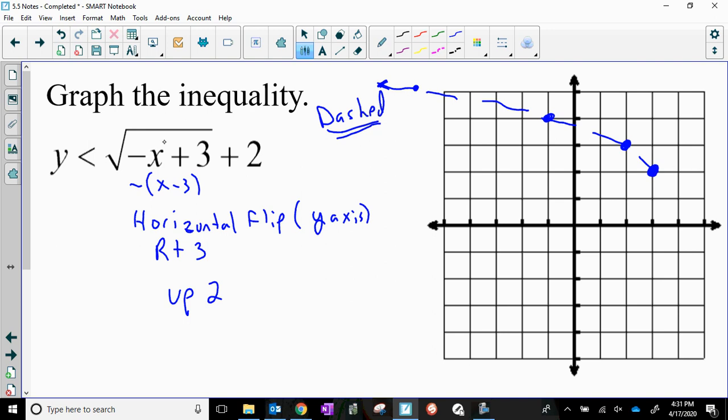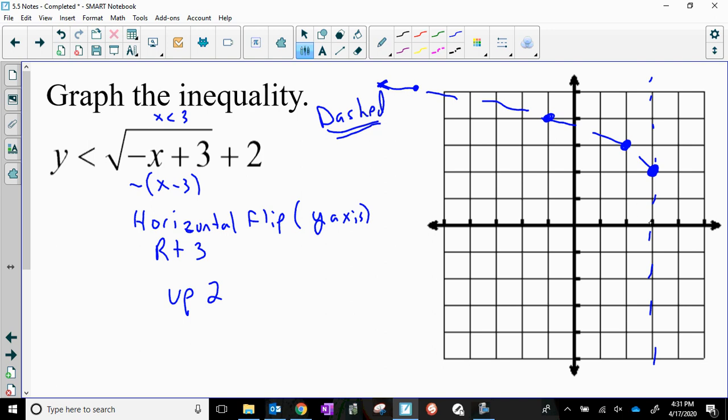One of the things we have to note about this, the domain of this, x has to be less than 3. Because if you put something like 4 in for x, you'd have negative 4 plus 3, and if you square root negative 1, you get imaginary numbers. So I know there's nothing that can be on the right side of that little vertical line. It is not an asymptote. It's just something to help me out.